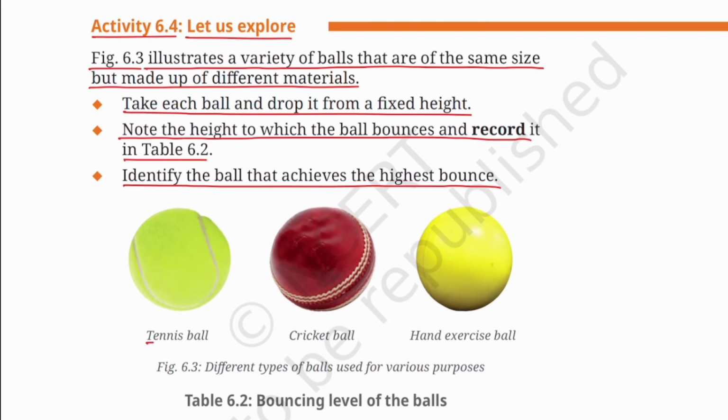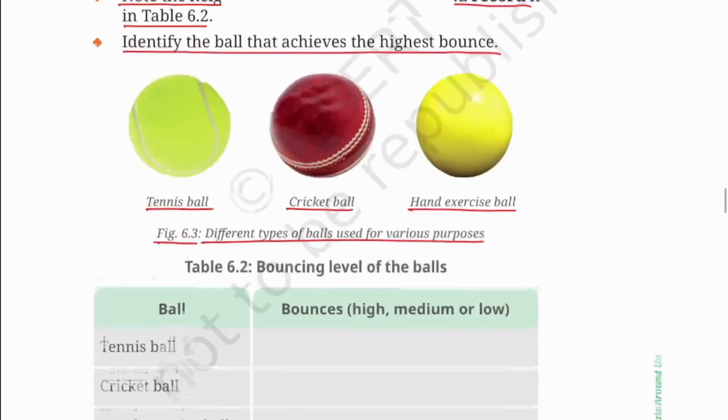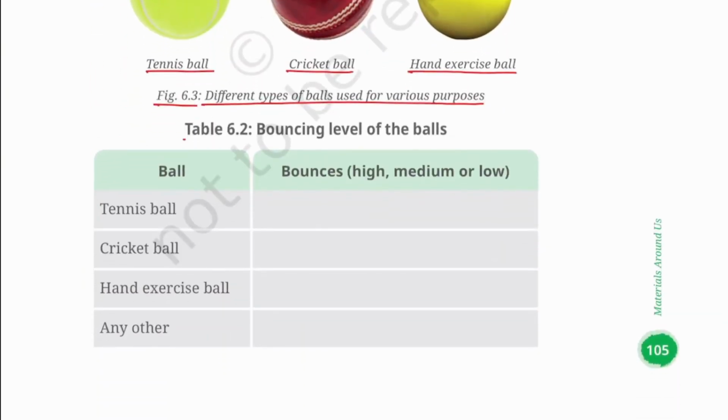You can see tennis ball, cricket ball and hand exercise ball. Figure 6.3 Different types of balls used for various purposes. Table 6.2 Bouncing level of the balls. Ball bounces high, medium or low. Tennis ball, cricket ball, hand exercise ball. Any other?